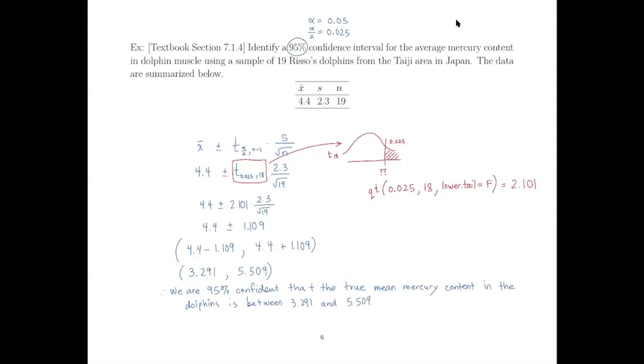And note here that I use the word confident, and I'm using that in the strict statistical sense, meaning that if we were to repeat this sampling of 19 dolphins repeatedly, we'd expect 95% of those intervals to contain the true population mean, and 5% of those intervals wouldn't. That's the strict interpretation. So hopefully that example helps.